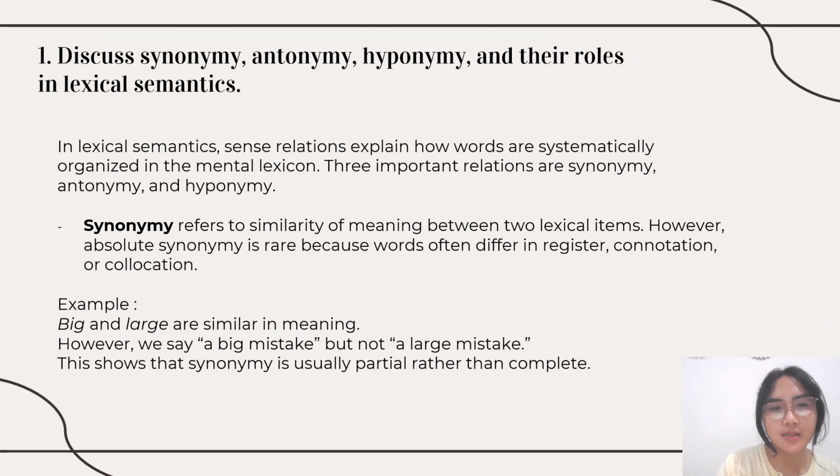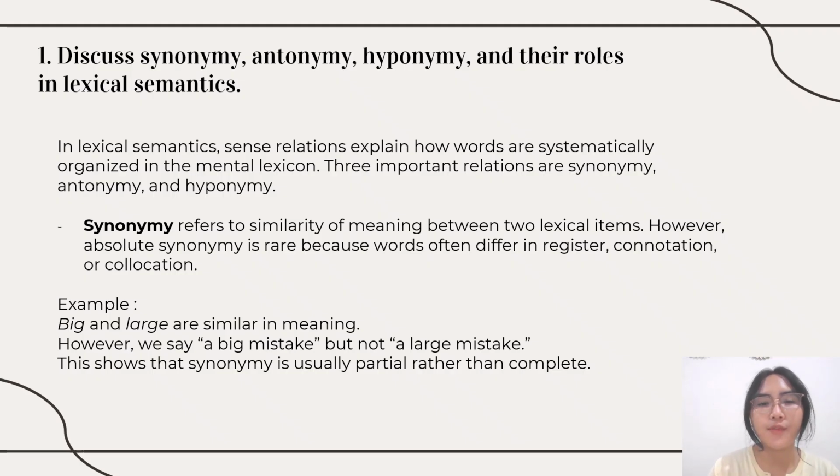Next, number two: discuss synonym, antonym, hyponym, and their roles in lexical semantics. In lexical semantics, sense relations explain how words are systematically organized in the mental lexicon. Three important relations are synonym, antonym, and hyponym.